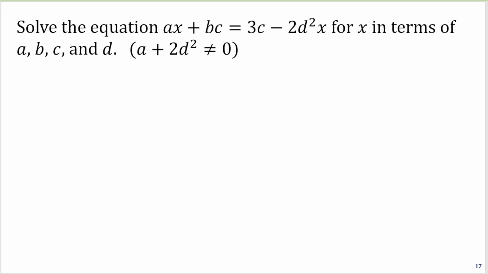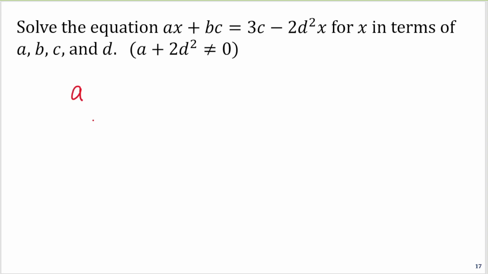Okay, have we finished? All right, let's have a look at the solution together. Again, if you want to solve for x in terms of other letters, we only treat x as one unknown variable, right? We need to separate x and any other letters.